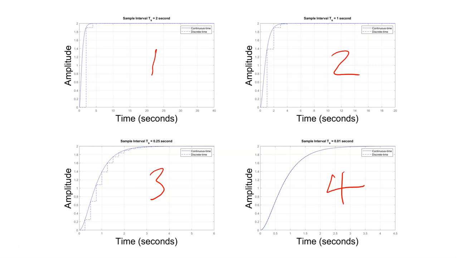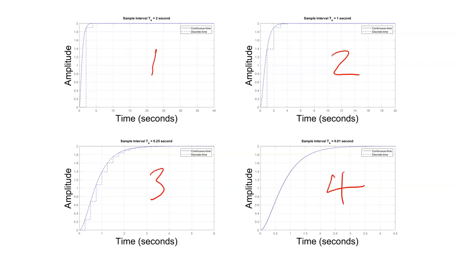So obviously, as you would expect, the faster you sample, if you increase the frequency that you sample, your model is capturing more. It's capturing more of the information from the continuous model. So, for example, 2 seconds, it's not catching too much. 1 more, 0.25 seconds more, and 0.01. You can see that there's not actually that much difference between the continuous and the discrete model.